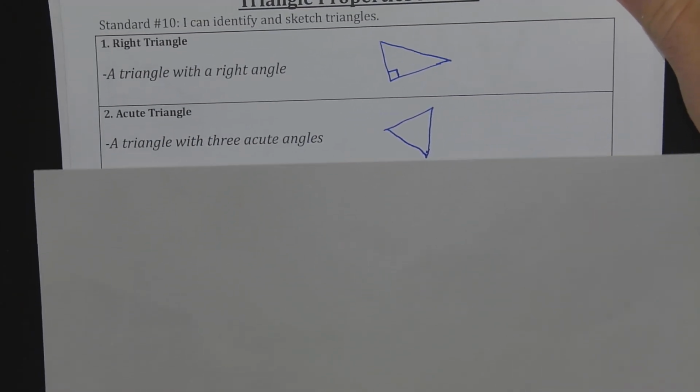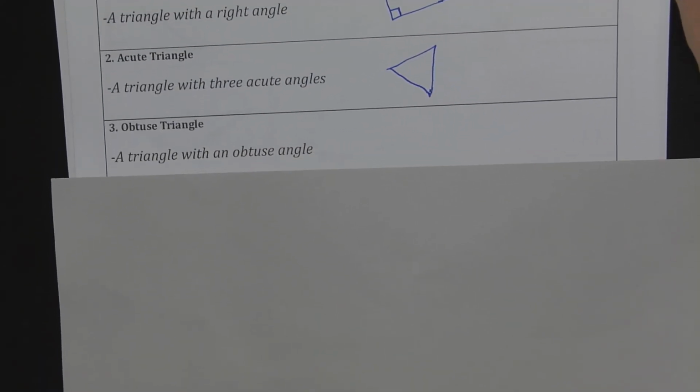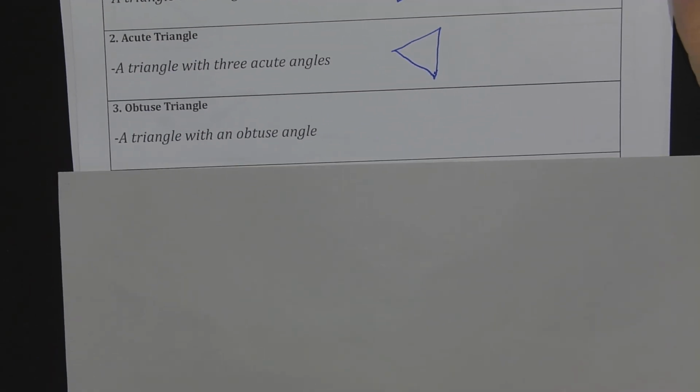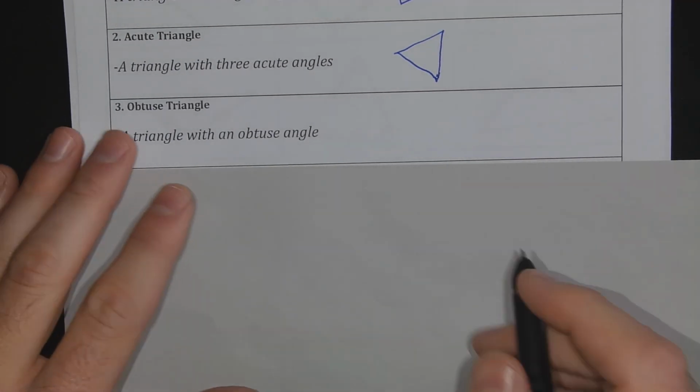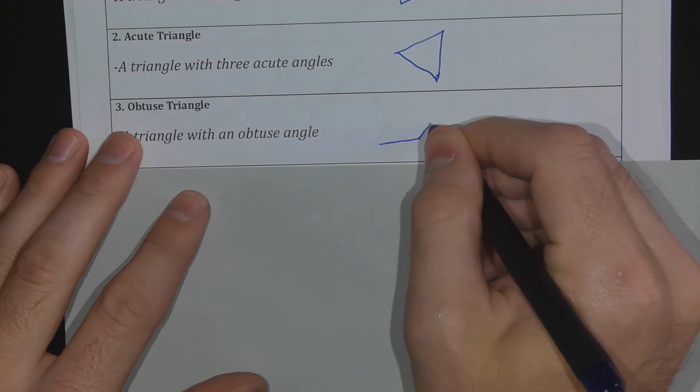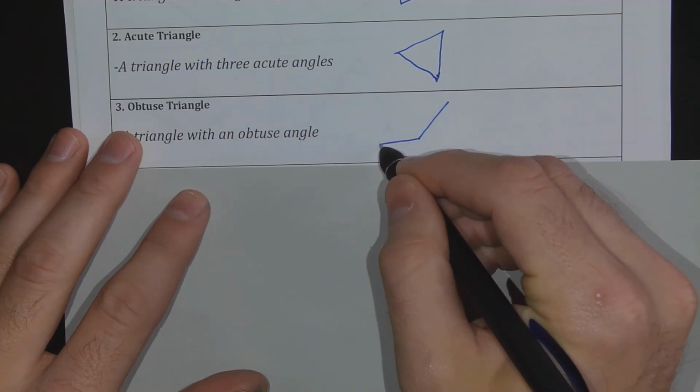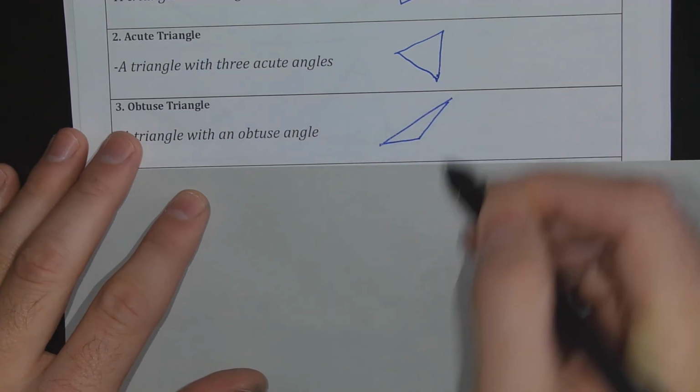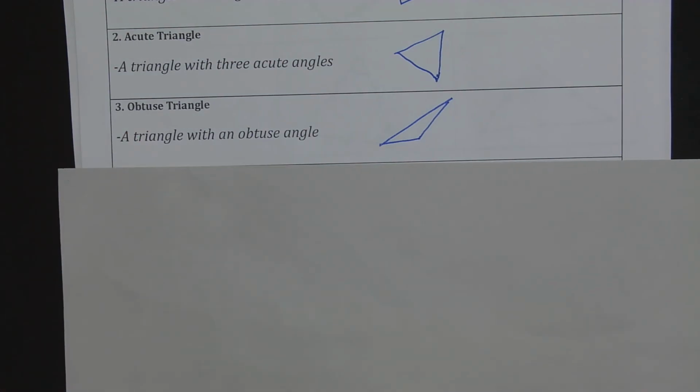The third type of triangle is an obtuse triangle. An obtuse triangle is a triangle with an obtuse angle. So it just needs the one obtuse angle, and that makes it an obtuse triangle.